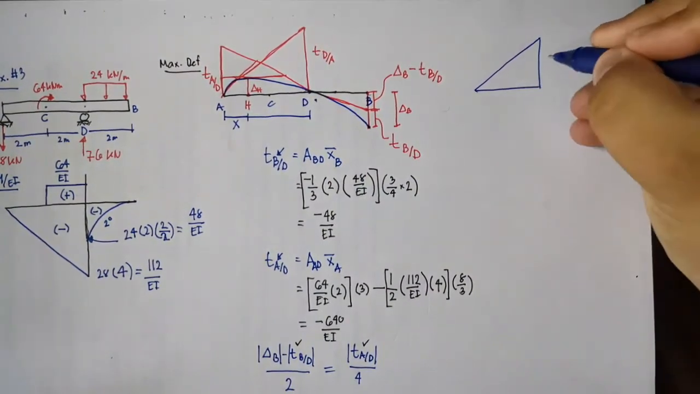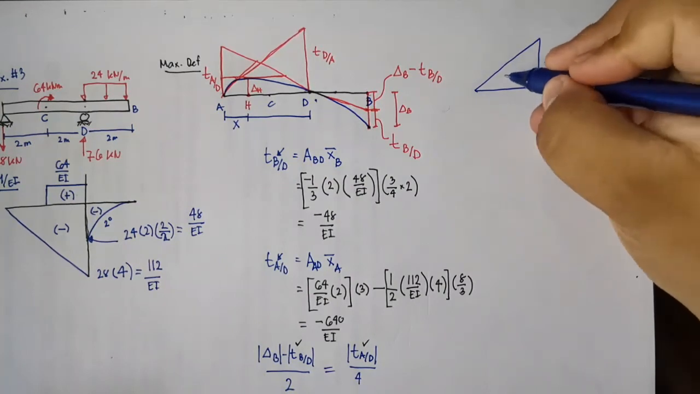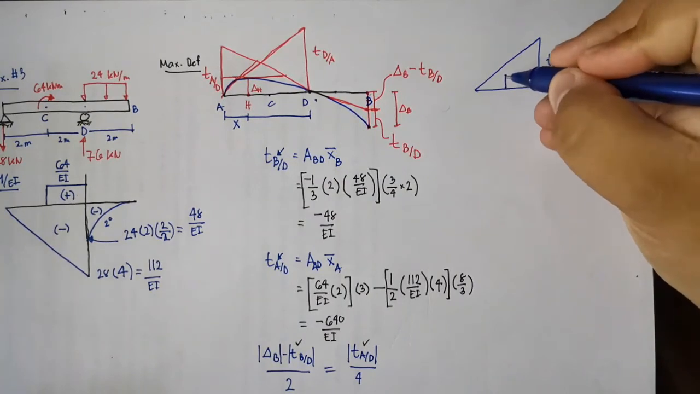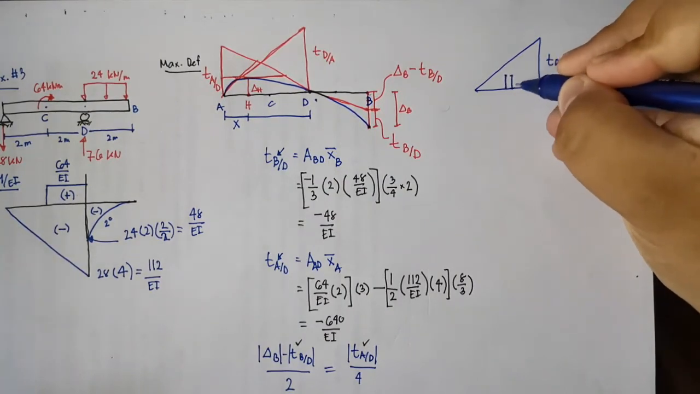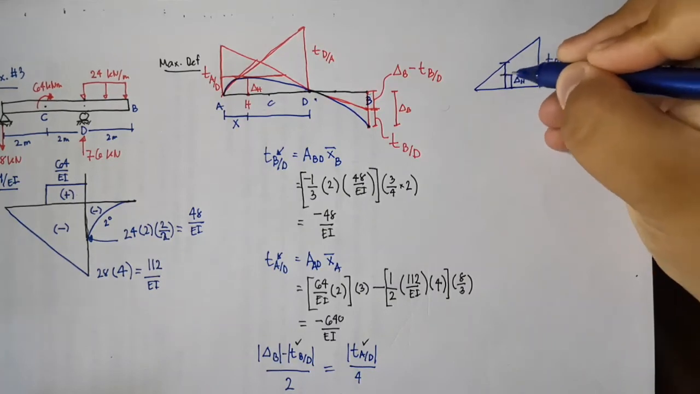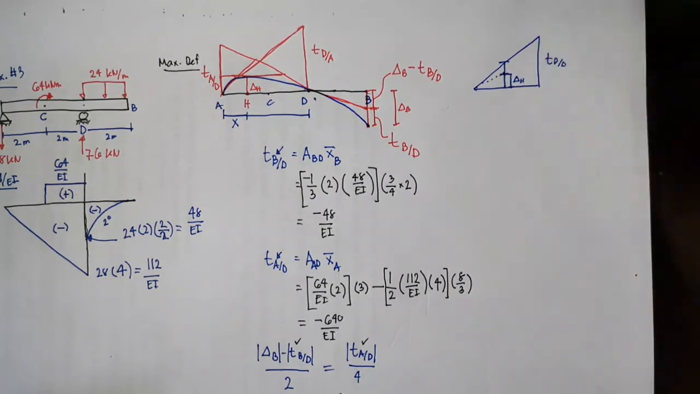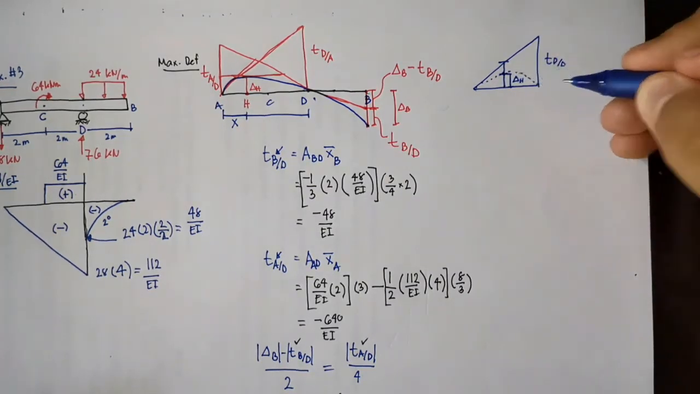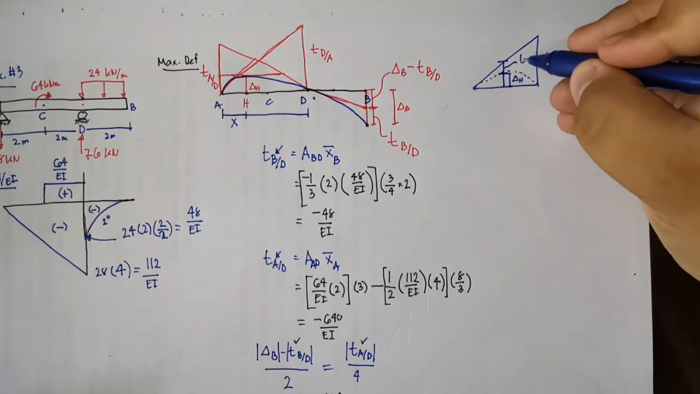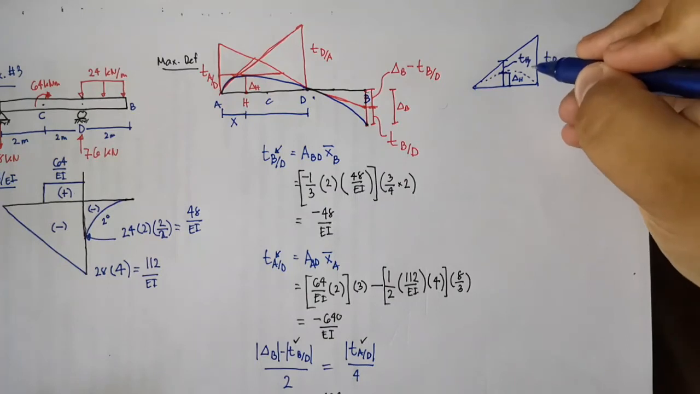So, ito po si TD with respect to A. Now, somewhere here is point H, yung deflected point ni H. So, itong distance na ito, that would be delta H. Tapos, itong natira, so, ito yung final position ni H. Ito po yung beam, yung dashed line. So, itong natirang ito, that would be TH with respect to A.